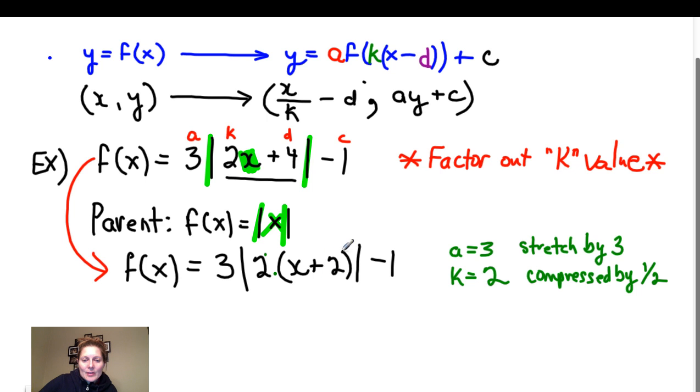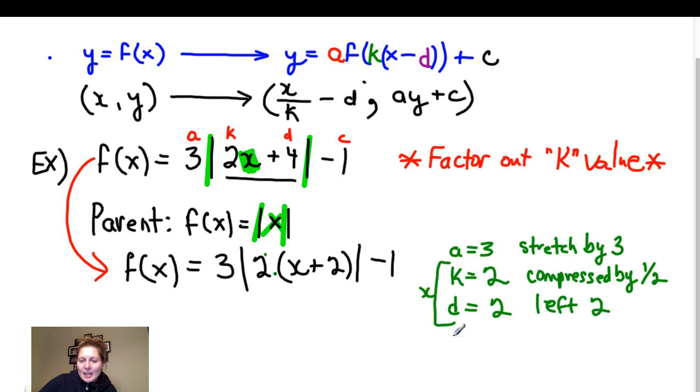Okay, now I have this other 2 here. This is my D value. My D value also equals 2. And that means that the whole function is going to move left 2. So again, like I said, the K and the D, they act on the x, and they do the opposite of what it looks like they're doing. So this is multiplying by 2. We're actually going to be compressing it by 1/2. And this looks like it's plus 2. We're actually going to be moving it left 2.